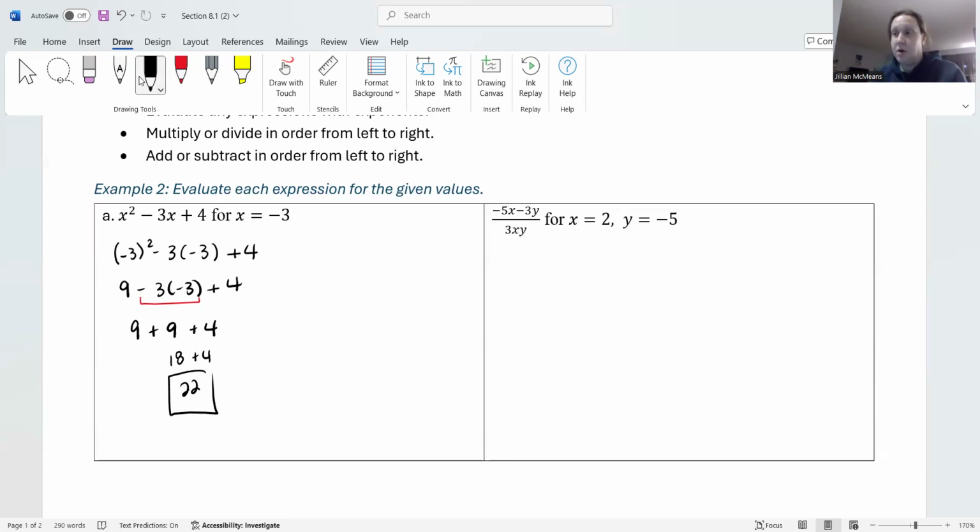Okay, so with the order of operations, take your time, don't try to rush it. So that kind of goes with evaluating these expressions. Take your time, don't try to rush it.